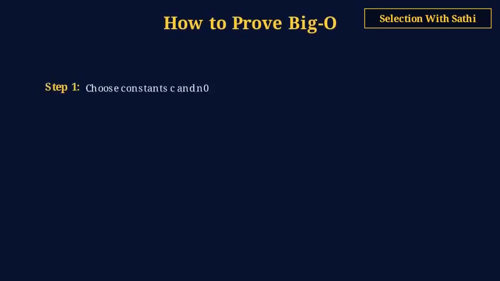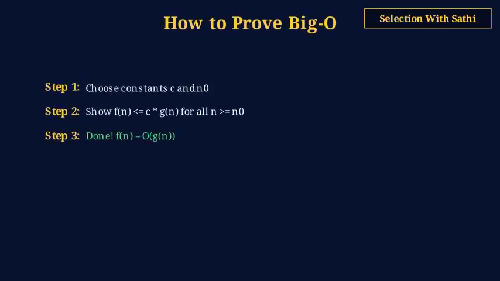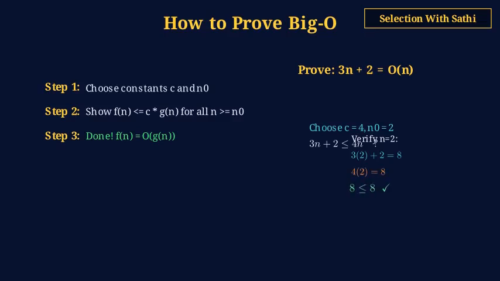So how do you actually prove that f of n is big O of g of n? There are two simple steps. Step 1. Choose values for c and n0. Step 2. Show that f of n is less than or equal to c times g of n for all n greater than or equal to n0.